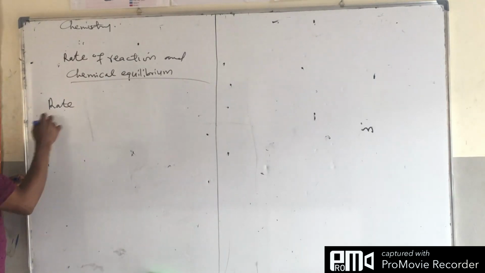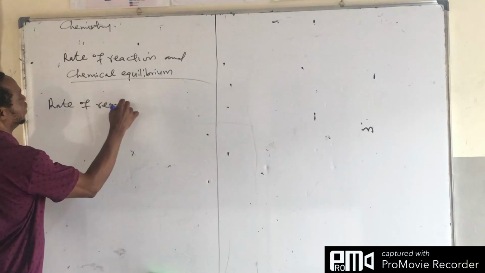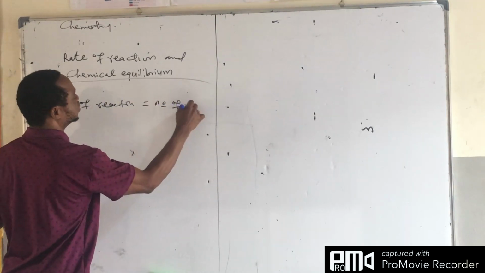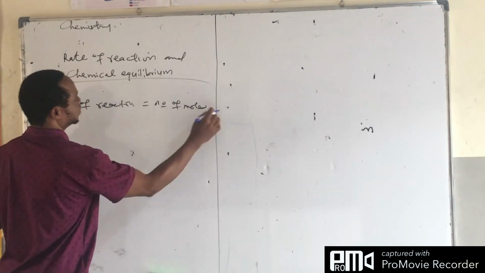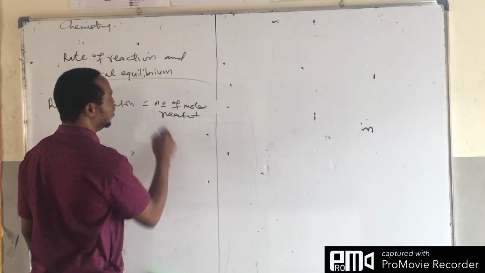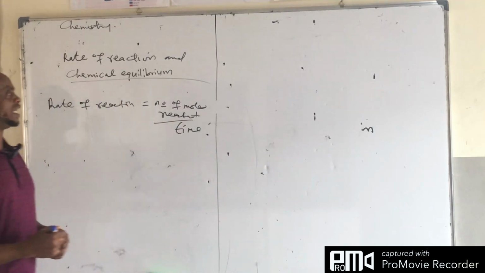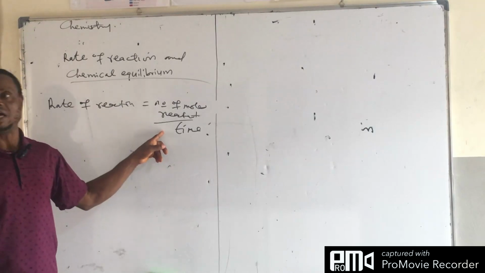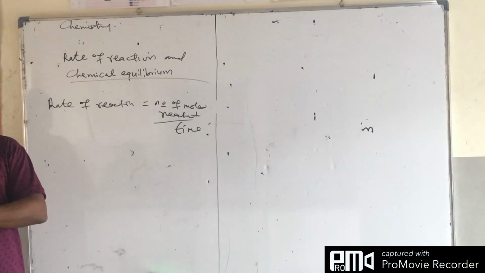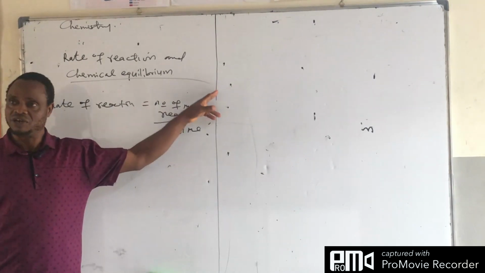Now we define that rate of reaction is equal to the number of moles of reactant over the time taken, which means it tells us how far, as I told you before, it will take for reactants to be completely converted to products. That's what we call the rate of a chemical reaction.